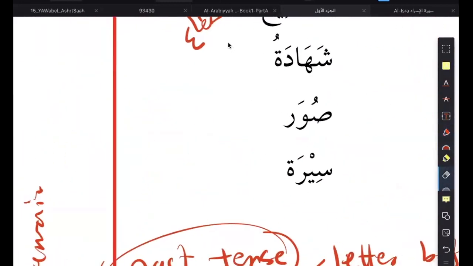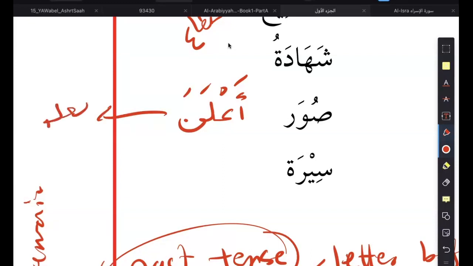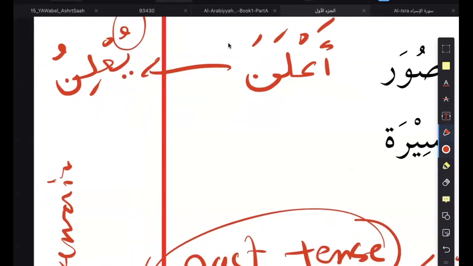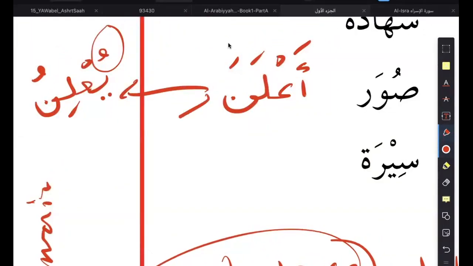Now you might be a little bit confused with something like this. For example, you have a'lana. So what is the present tense of a'lana? It is yu'linu. You might say, whoa, we already have a dhamma, so wouldn't I get confused with the passive voice? Yes, if you're not careful, you can get confused with the passive voice, but what would be the passive voice?